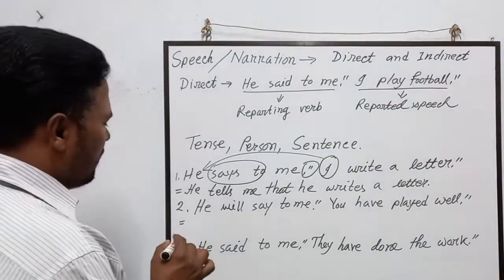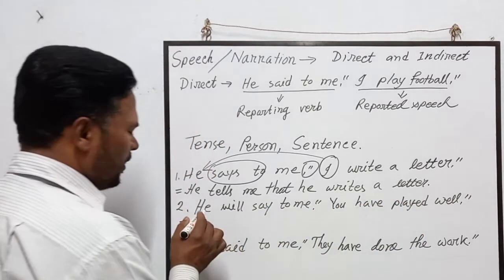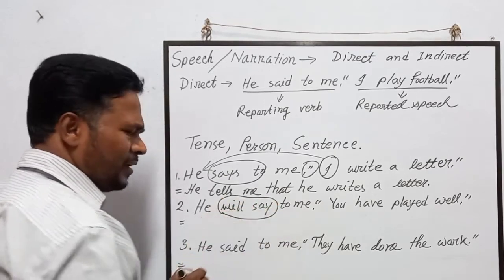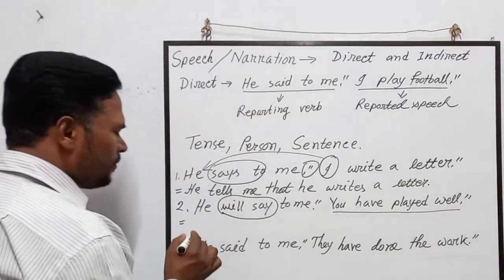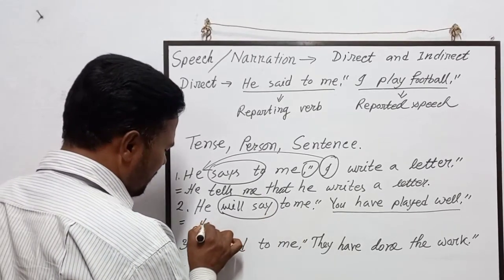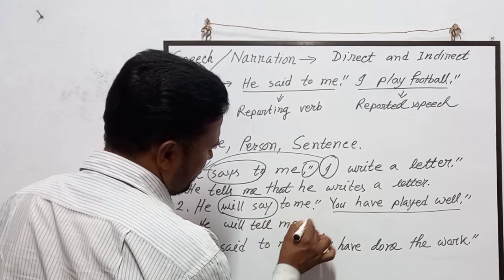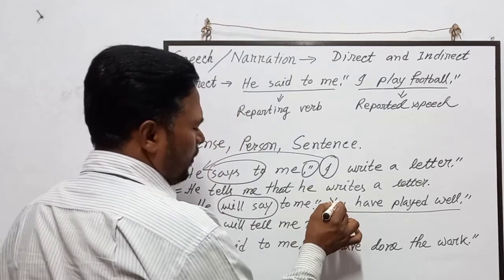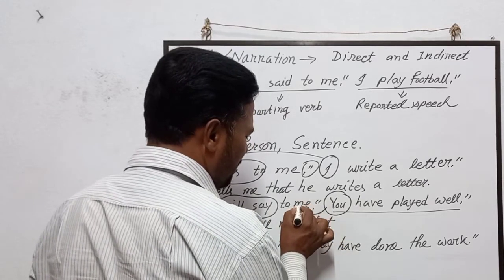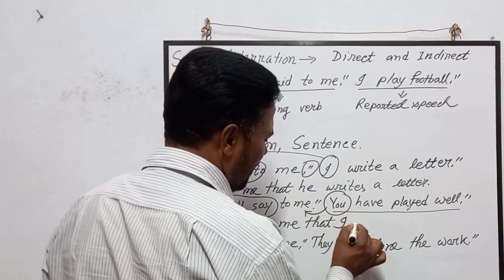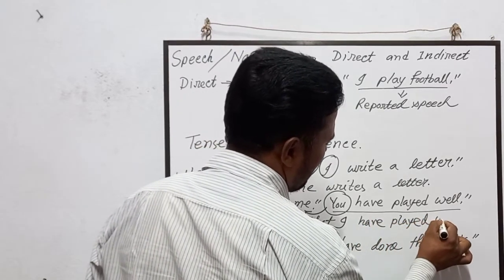Like this, the next example: he will say to me, "You have played football." Here "will say" is in future tense, so the reported speech will not change, and the answer will be: he will tell me that I have played well. Here "you" is second person and it follows the object of the reporting verb, "me", in its subjective form, "I".